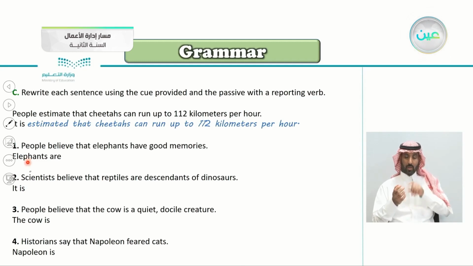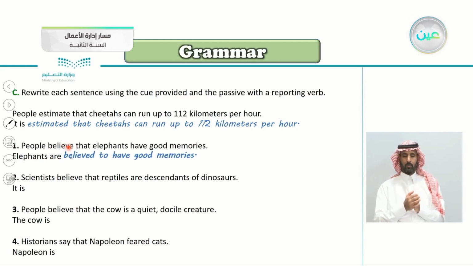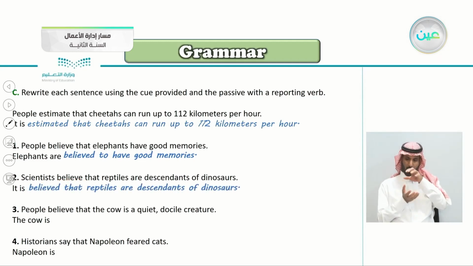So what do we say? Elephants are, yes, very good. Elephants are believed to have good memories. Scientists believe also that reptiles are descendants of dinosaurs. That reptiles came from dinosaurs. So it is, yes, it is believed that reptiles are descendants of dinosaurs.